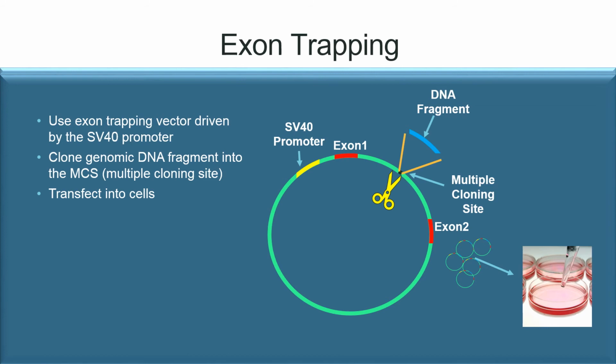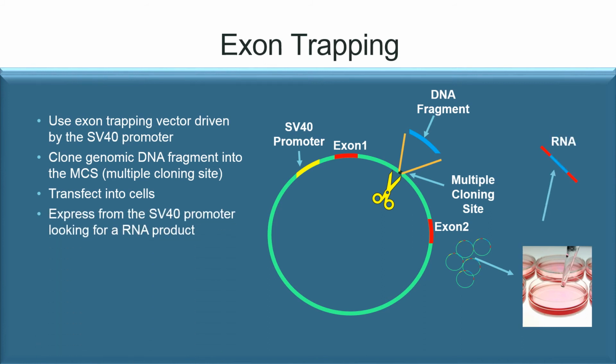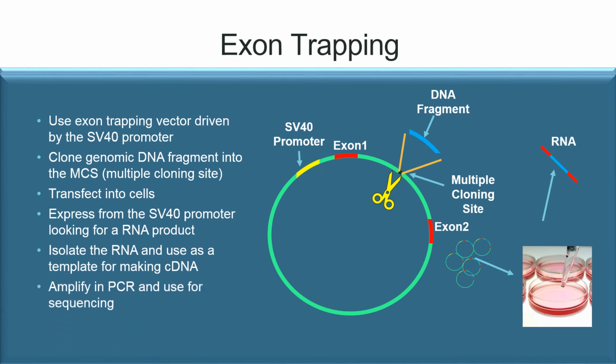The reason why you want to put the fragment in a particular site is that what you want to create is an artificial RNA sequence that contains the two red exons, and if your DNA fragment contains an exon, so a consensus sequence for splicing, then altogether those pieces of DNA, transcription of which is driven by the SV40 promoter, will be expressed as a piece of RNA. So you express the genes and isolate the RNA and use it as a template for making cDNA, and then you can use PCR to amplify your DNA and sequence that particular fragment.